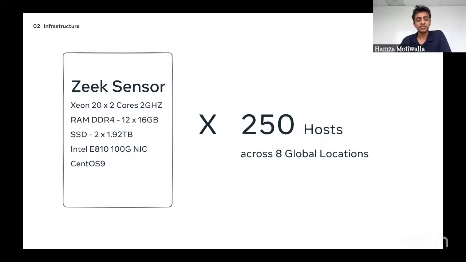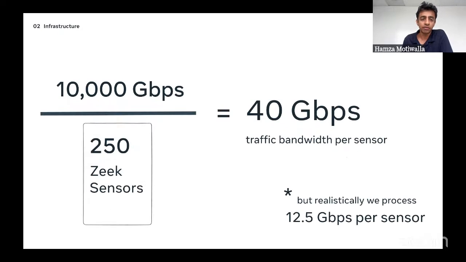But yeah, these are the specs for one standard Zeek sensor. We have about 200 gigs of memory. We have about 40 cores to utilize. We use standard commodity NICs. And we have 250 of these hosts. We use 250 sensors to tap the 10 terabits per second of traffic. That means that at peak utilization, every sensor is approximately seeing 40 gigabits per second.